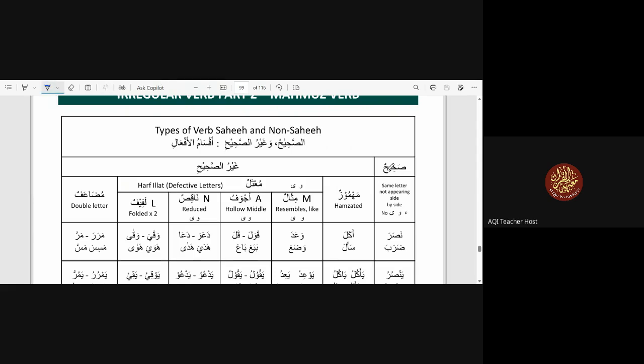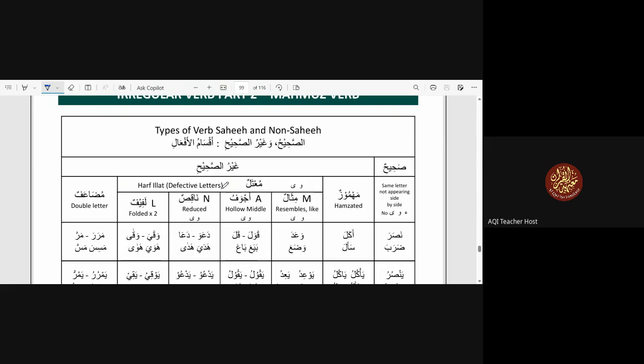Okay, sahih verbs are those where the same letters don't appear side by side, like mudafun, and also no harf illat appears in those kinds of verbs, like hamza, waw, and ya. And ghairu sahih verbs are categorized into three, which are mahmuz, mu'tal, and mudafun. Mahmuz are those verbs where hamza appears as a weak letter.